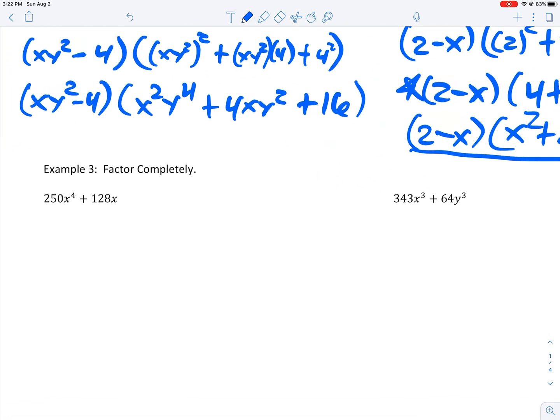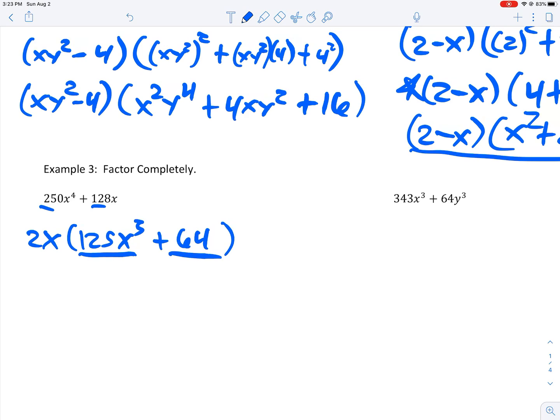Okay, last 2 on this page. So first thing I see is x to the 4th, so that tells me it's not a cube. So now I'm thinking, maybe there's a GCF. Maybe there's something I can factor out to make it a cube. So I do see that 250 and 128 are both divisible by 2, and they share an x. So what if I factor out a 2x? That would give me 125x cubed plus 64.